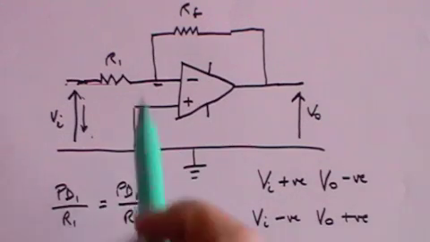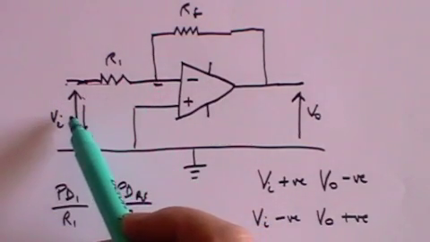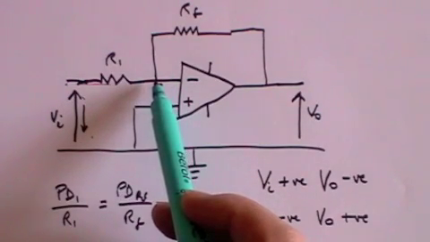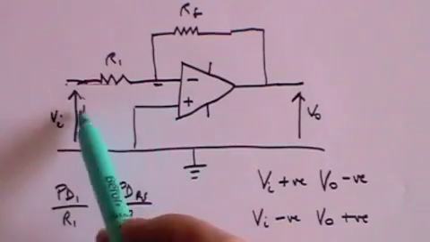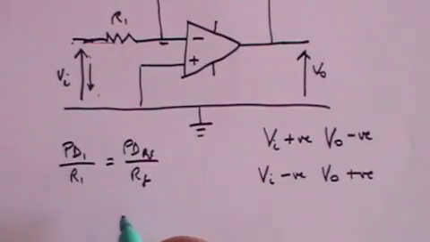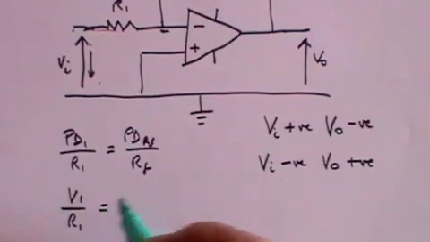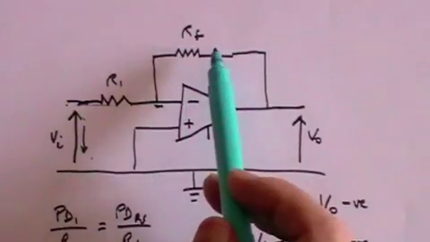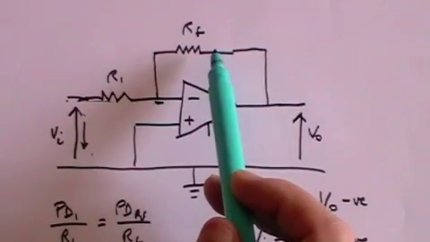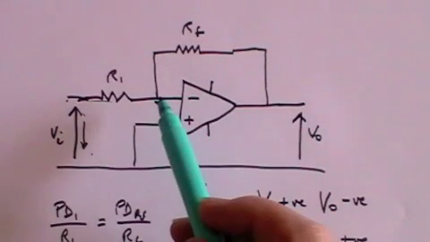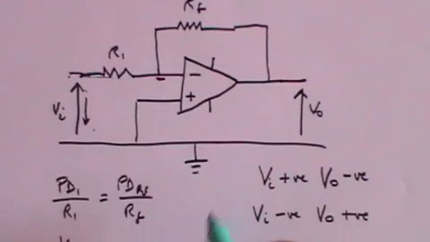What is the voltage across R1? Well, it's V in minus whatever this is here. But I've just told you that's a virtual earth, so it's 0. So the voltage across R1 is V1. So V1 divided by R1 equals the potential difference across RF. What's the potential difference across RF? It's that voltage minus this voltage. But that voltage is 0. So it's minus V out divided by RF.